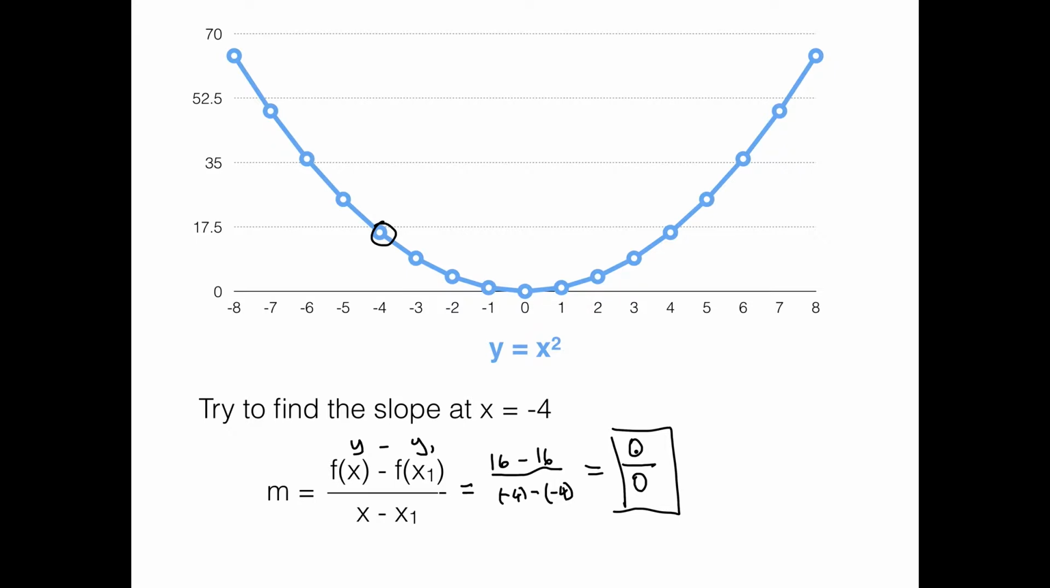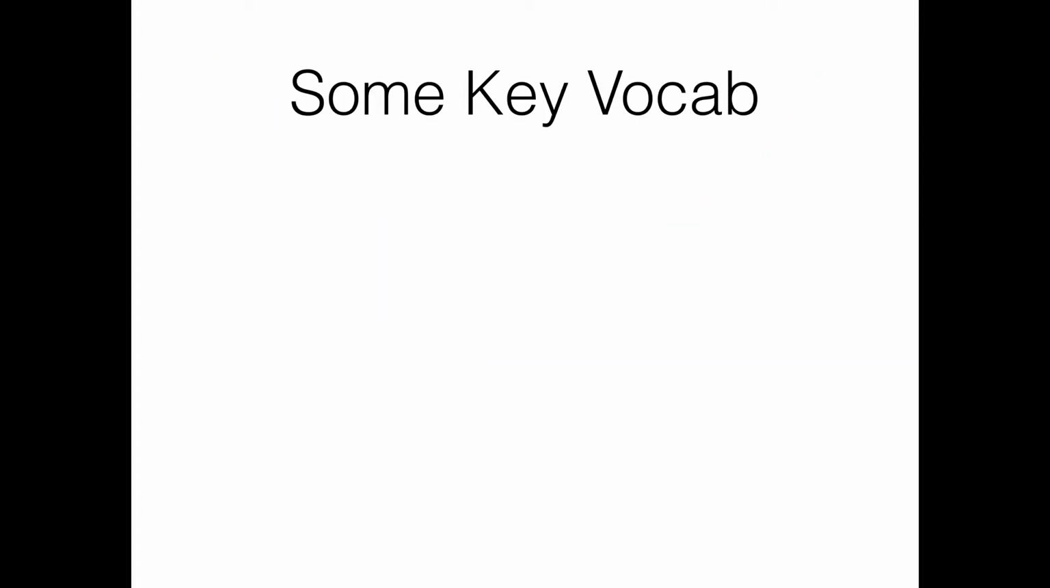Well, you're in luck, because that's not the end. There's a little bit more we can do. It's just that we need to lay out that the approach of using the slope formula with just one x coordinate, with one point, is not going to work for finding the slope at a point. That's just one thing we need to make clear here. But there is another way to do it, and we're going to take a look at that in just a second. So before we go there, here's some key vocab you need to know.